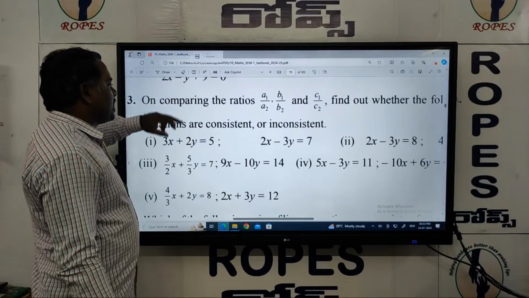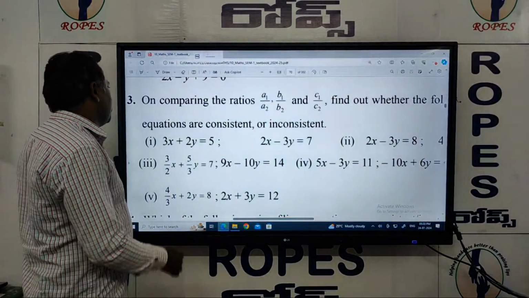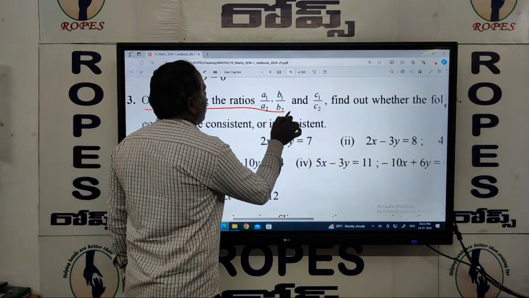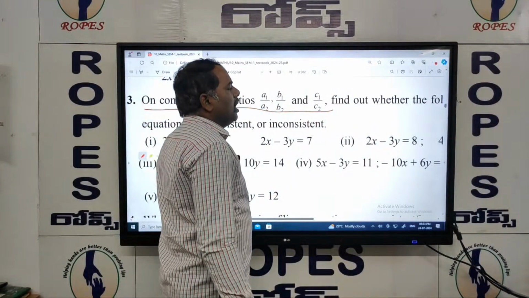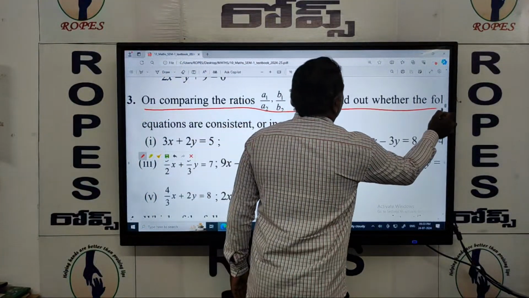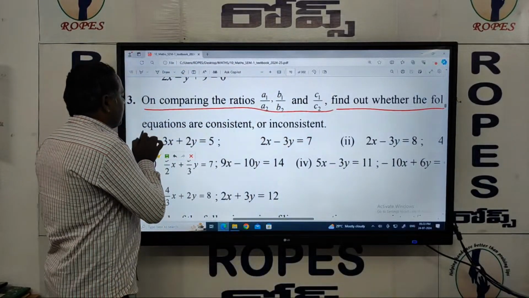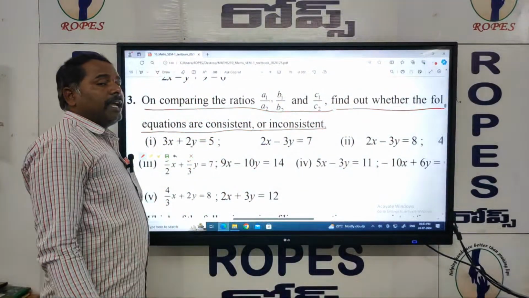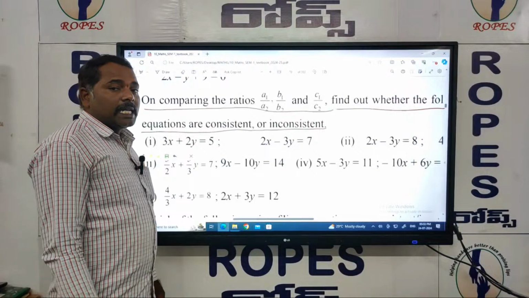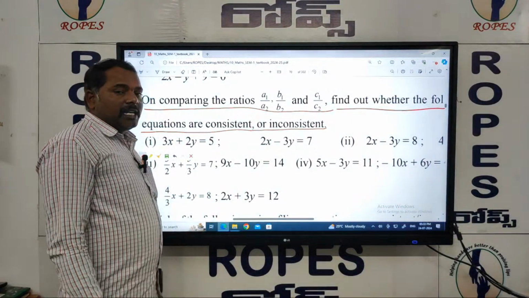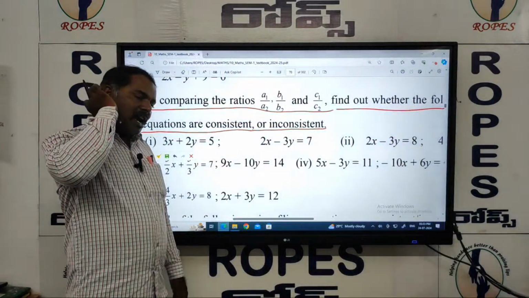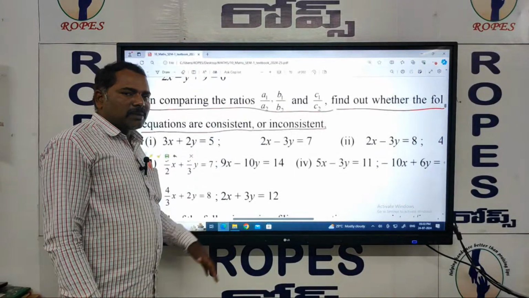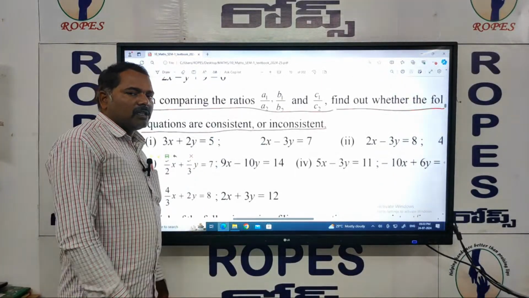And if you go to the third question, they are clearly mentioning what they are saying. On comparing the ratios of A1 by A2, B1 by B2, and C1 by C2, find out whether the following equations are consistent or inconsistent. In the starting of this chapter, we learned about the relation and types of lines by writing this table. I explained it in the previous video when I started this chapter.